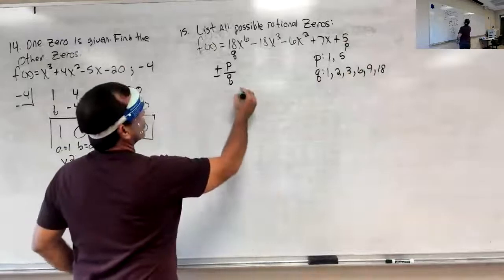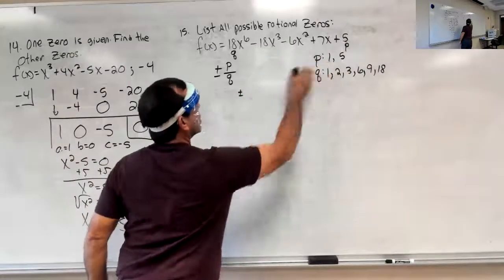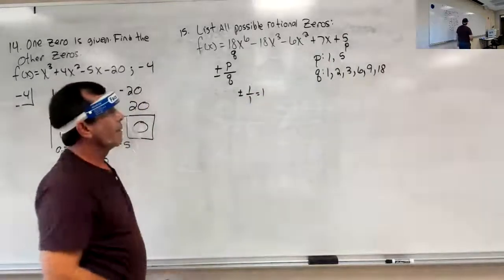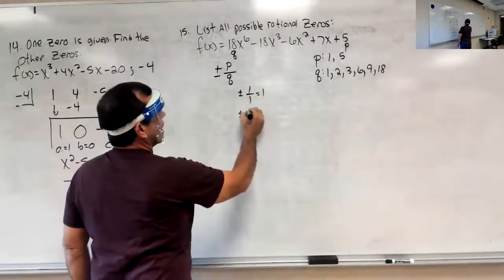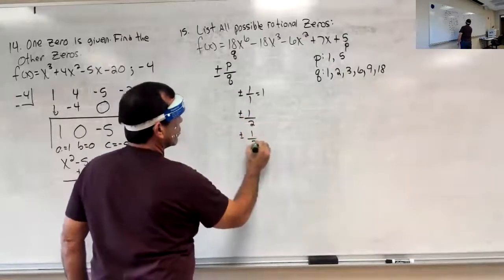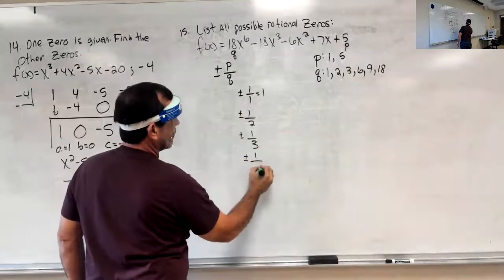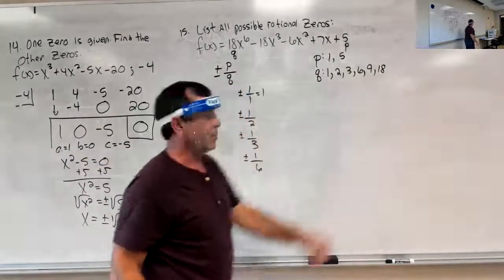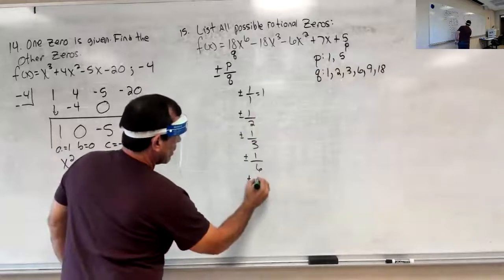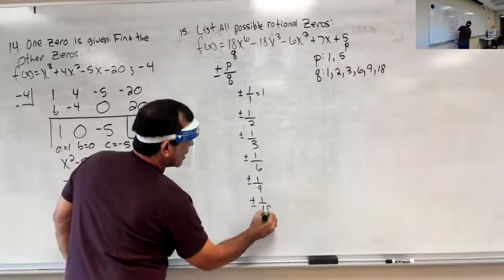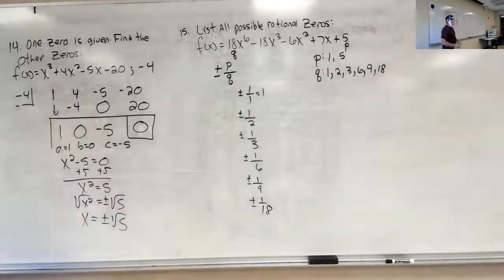Okay? So the first one could be plus or minus 1 divided by 1, which is 1. Then plus or minus 1 divided by 2, plus or minus 1 divided by 3, plus or minus 1 divided by 6. So all I'm doing now is taking the 1 and dividing by all the numbers. What was next? 9, and then finally plus or minus 1 divided by 18. And then you do the same thing with the 5.